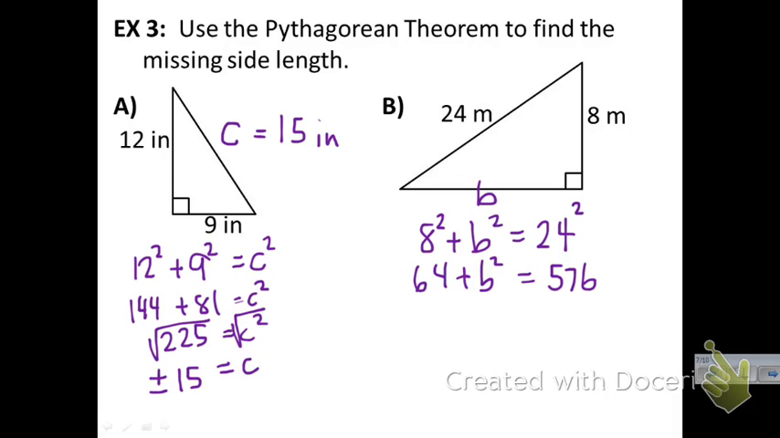And then from here you want to isolate b to get it all by itself. So to do that we subtract 64. And we get b squared equals 512.